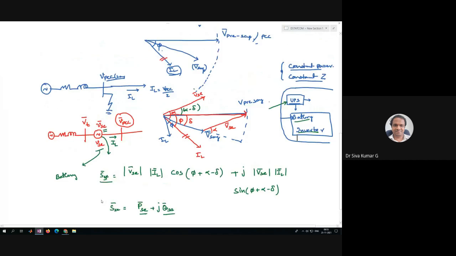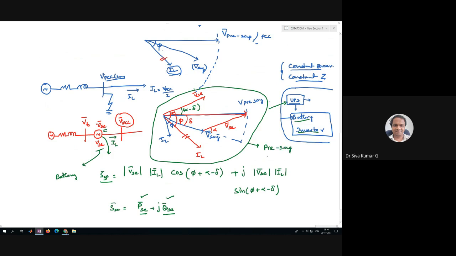When you look at this particular phasor diagram, you will understand that the device which is there to correct the voltage sag needs to inject some amount of real power and some amount of reactive power. This kind of voltage injection is a pre-sag voltage injection.